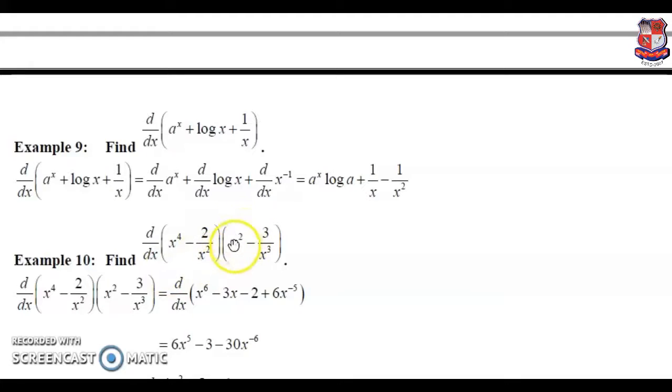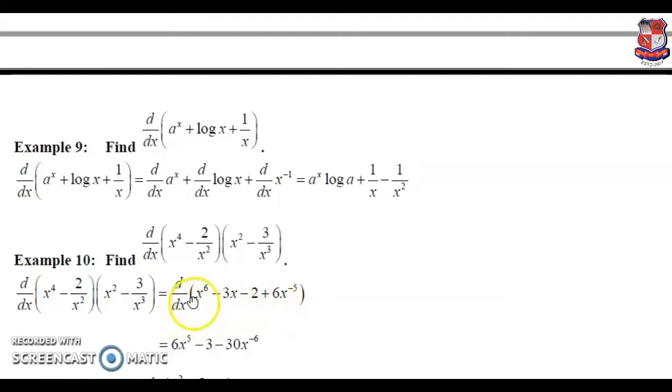Example number 10, find d by dx of the bracket x raised to 4 minus 2 by x square into another bracket x square minus 3 by x cube. So first we have to multiply these two functions. When we multiply, x raised to 4 into x square is x raised to 6. Now x raised to 4 into the other term, x cube cancels, that is minus 3x. The other function we multiply with, x square cancels, that is minus 2. And these two functions give plus 6 upon x raised to 5. So the denominator x raised to 5 we shift, that is x raised to minus 5.